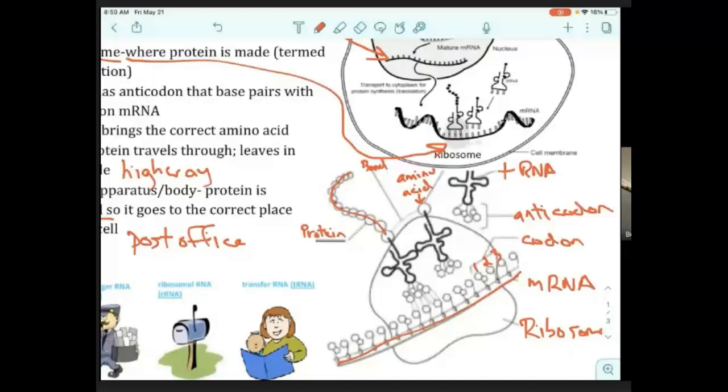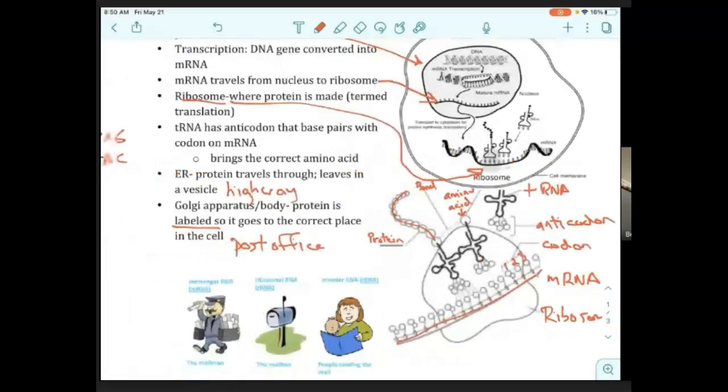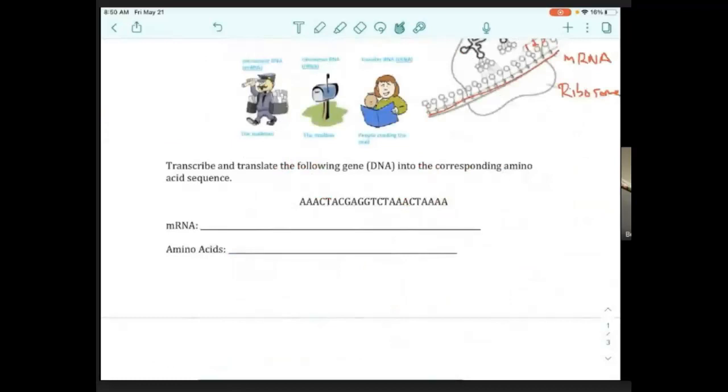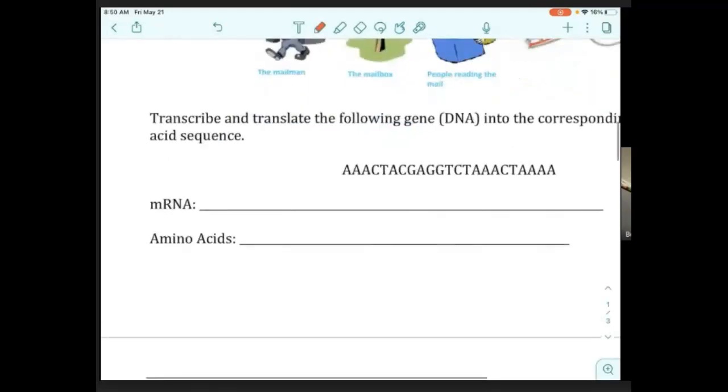Remember, those proteins are tools, right? They're going to fold into hammers and chainsaws and screwdrivers, and they're going to do the work of the cell. So let's go down below and transcribe and translate the following gene into the corresponding amino acid sequence. Remember how this works? So the first thing we have to do is put the complementary mRNA down. Okay, and this can be a little confusing. So I like to do it one at a time.